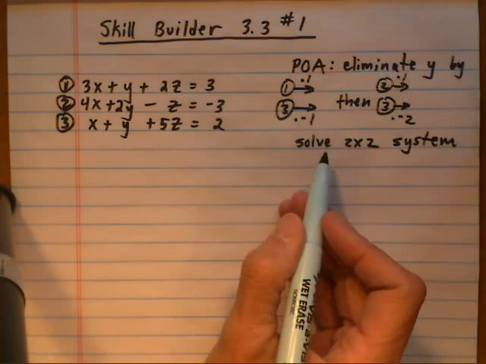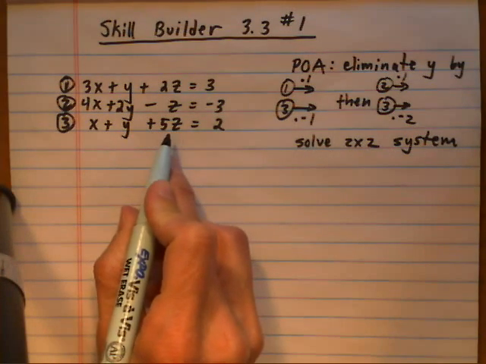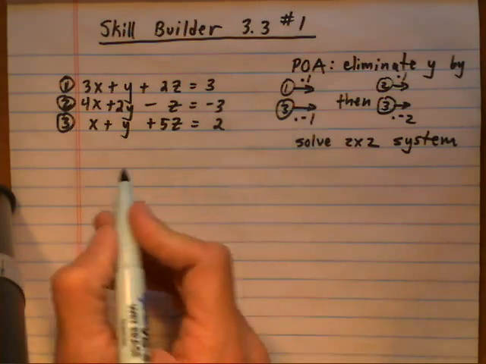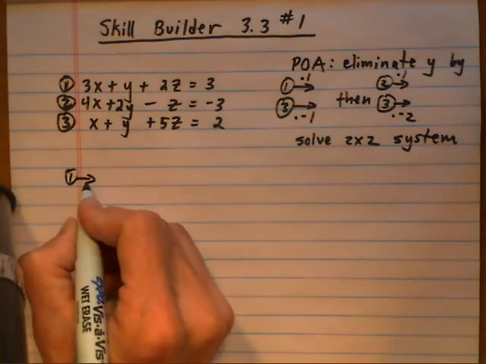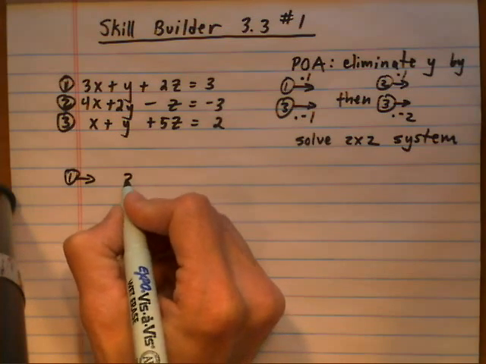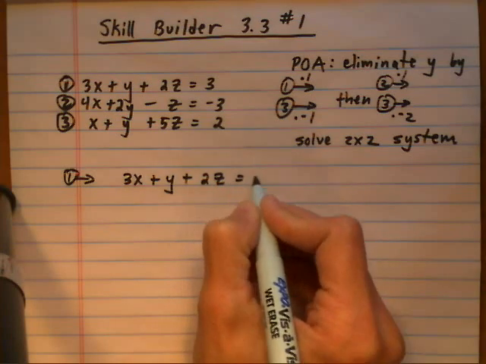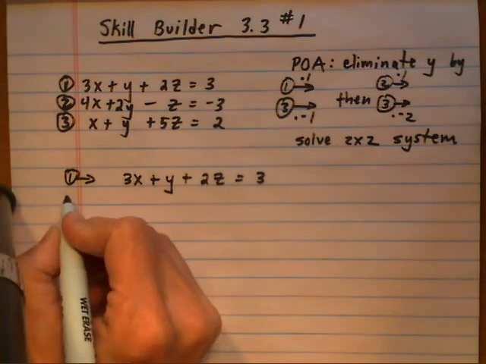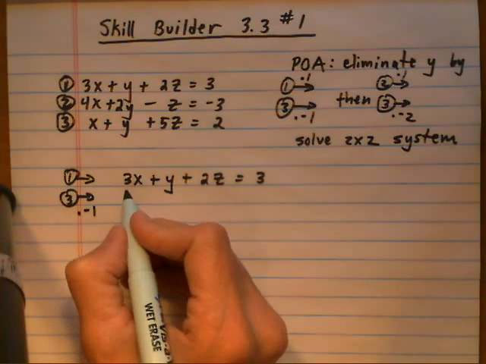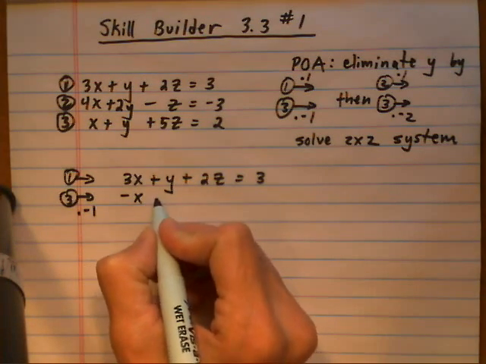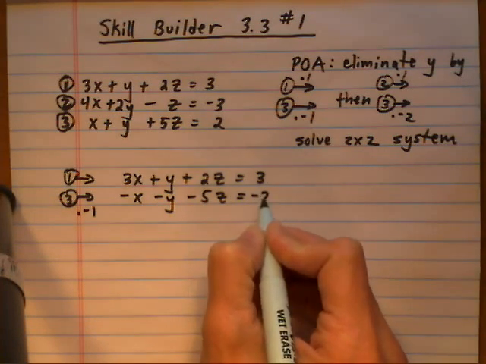And we need the 2x2 system to have the same 2 variables. They're going to, in this case, contain x and z. All right, so let's go ahead and do the plan. First we're going to take equation 1 as is, which is 3x plus y plus 2z equals 3. And then we're going to take equation 3, and multiply that by negative 1. So everything changes sign. We get negative x minus y minus 5z equals negative 2.